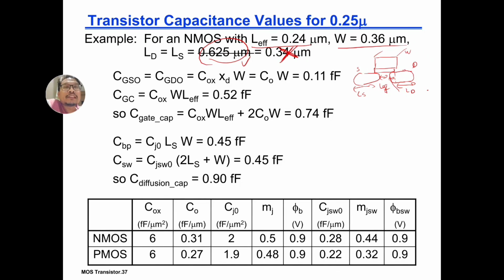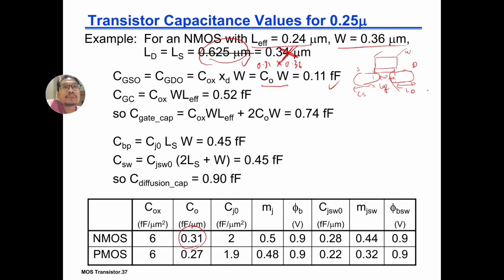So where's the capacitance gate to source overlap? Gate to source overlap, we are looking at this small region there, and gate to drain overlap, assuming the overlap length is the same. So basically it's C_O W: the capacitance per length times the total width. How do we get C_O? C_O is coming from here. So it's 0.31 times W 0.36, and you get this.